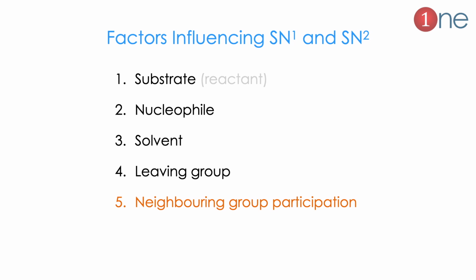Then the very important topic, which is the factors influencing SN1 and SN2 reactions. The factors are fivefold: the substrate, which is the reactant, then the nucleophile, which is the negatively charged species, then the solvent, after that the leaving group, and neighboring group participation. Neighboring group participation is a little bit advanced. Anyhow, you should know that. It is simple.